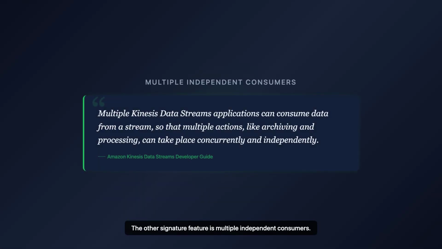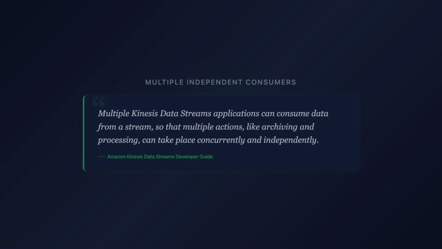The other signature feature is multiple independent consumers. The docs say it directly. Multiple Kinesis Data Streams applications can consume data from a stream, so that actions like archiving and processing take place concurrently and independently. Picture a bank streaming payments. One consumer scores fraud in real time, another feeds a live dashboard, and a third archives for compliance, all reading the same stream at once without stepping on each other. When a scenario needs several separate apps reading the same feed, that's a stream signal.